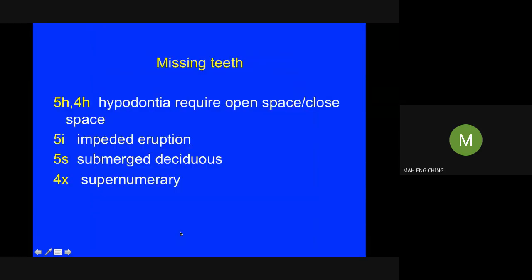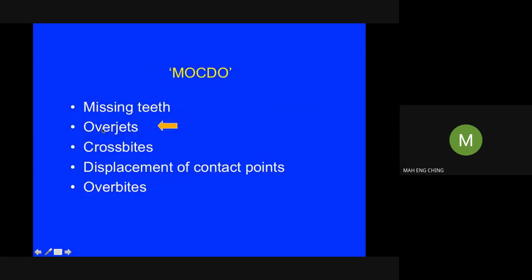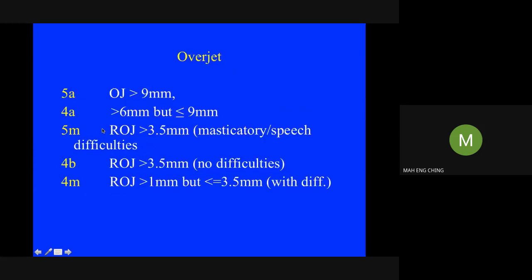Then we have this 5H, which is hypodontia impacted. This is all about number: missing teeth, the alphabet M, and even erupted, 4X, extra teeth, or submerged, we consider number also. Then we have the overjet problem: positive overjet and reverse overjet. So for positive overjet, we give a 5A, 4A, 3A, then reverse overjet can be 4B, 3B. Then we have mastication and speech problems, then we give them an M, the alphabet M.